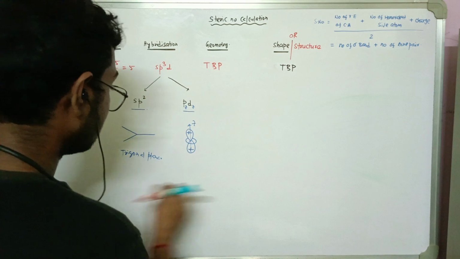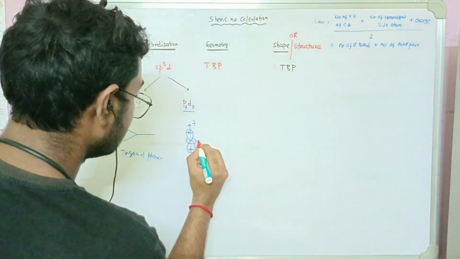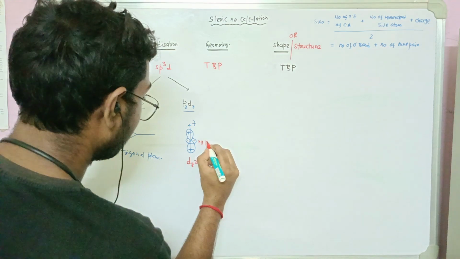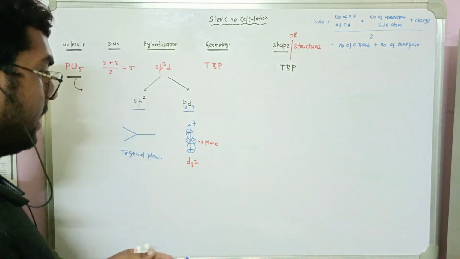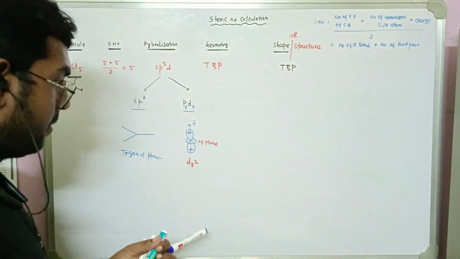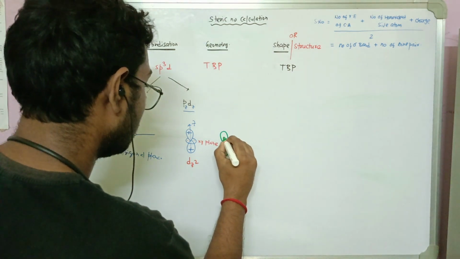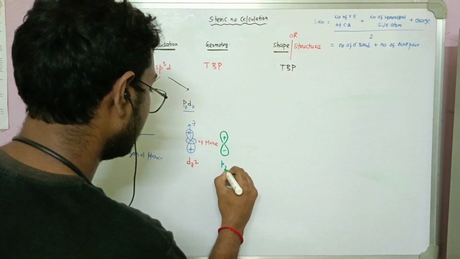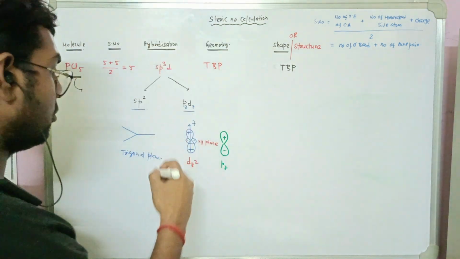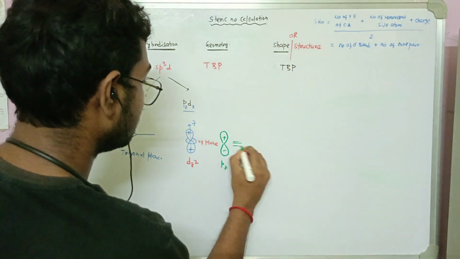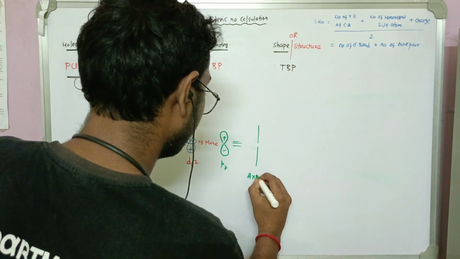This is the dz square orbital, and this part is negative, which is basically the xy plane. So if dz square and pz combine, pz also will have similar lobes, plus minus. So this will be pz, and pz and dz square will mix with each other to form the axial bonds.